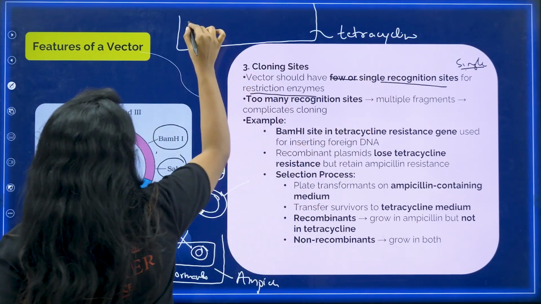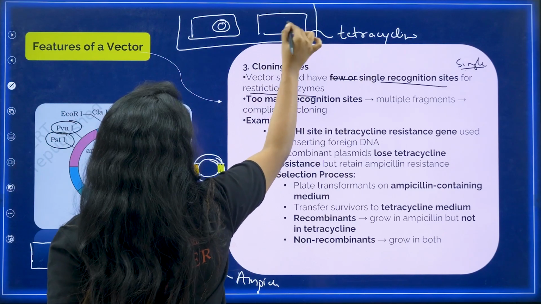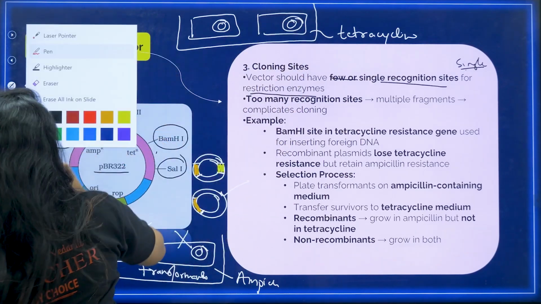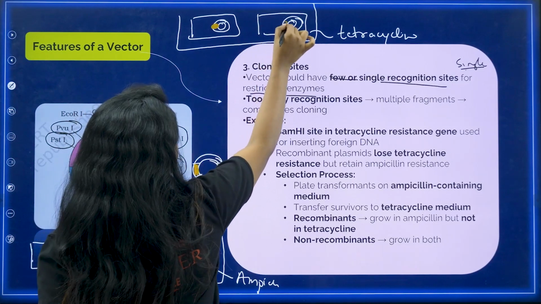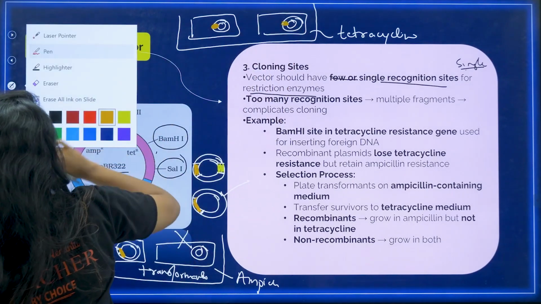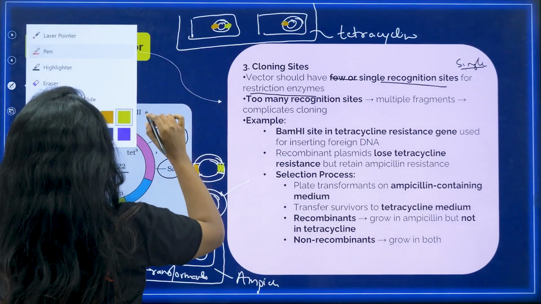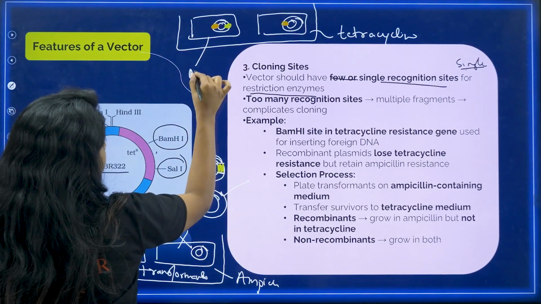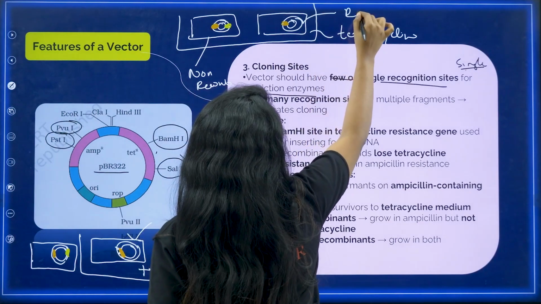Tetracycline. So now here the E. coli which were there, don't worry, this is just a bit confusing, not too much. Okay. So this was the non-recombinant and this is the recombinant.